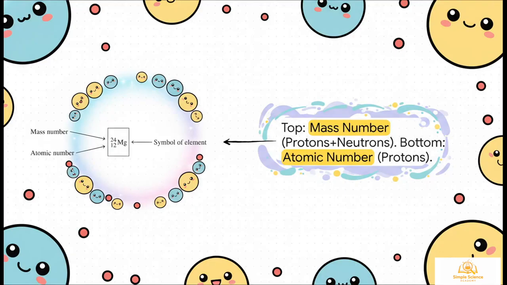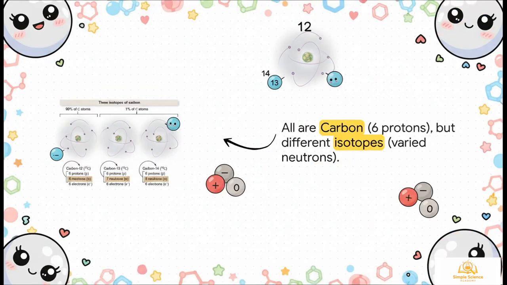So how do scientists keep all this straight? Well, as you can see right here with magnesium, they pack all the information into a really small space. The bottom number is the atomic number. That's the proton count, the ID card. The top number, that's the mass number, and it's the total of protons and neutrons added together. And this right here illustrates the whole idea perfectly. Take a look at carbon. You have carbon-12, carbon-13, and carbon-14. They all have 6 protons, which is why they are all, without a doubt, carbon. But one has 6 neutrons, one has 7, and one has 8. They're all members of the carbon family, just different isotopes.